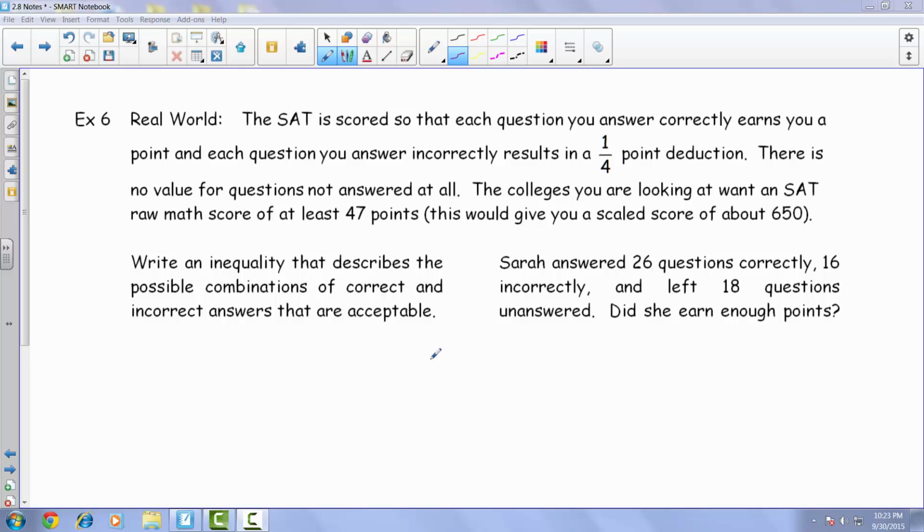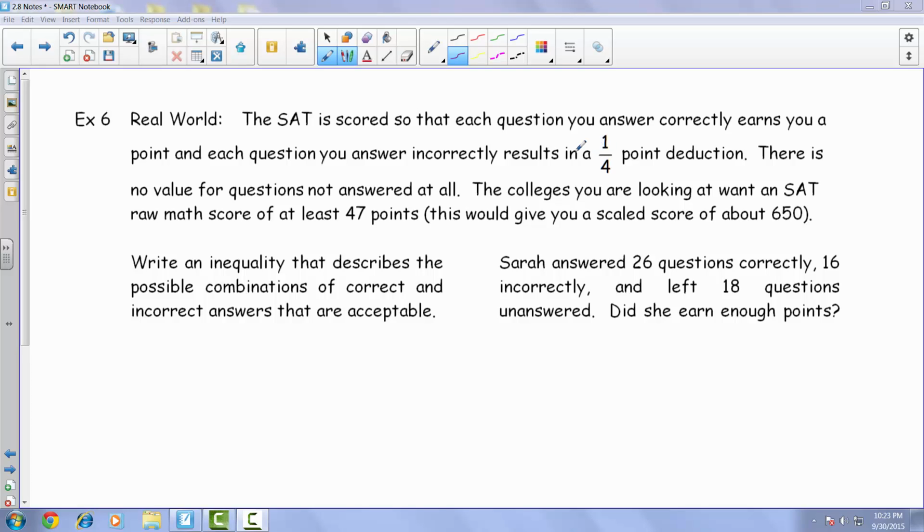Here we are at example 6, looking at the real world. Now, when we're talking about these linear inequalities, we have a prime example where the SAT is actually scored on a system that's a little bit different than most exams. For every problem that you get correct, you get a point, and for every answer that you answer incorrectly, you're docked a fourth of a point.